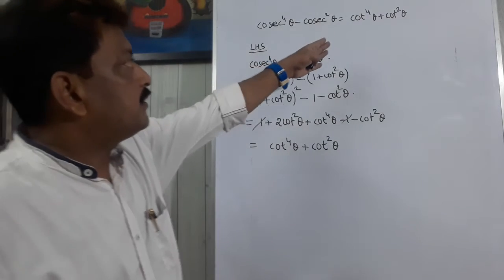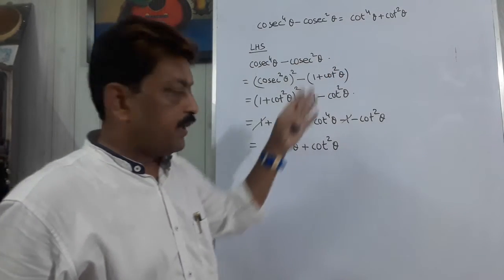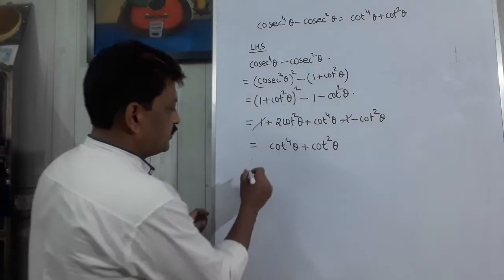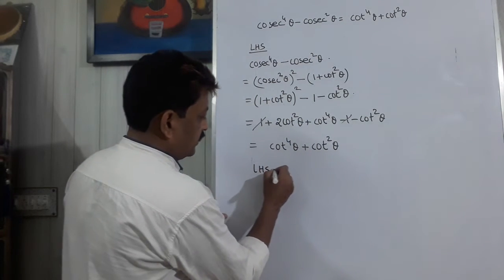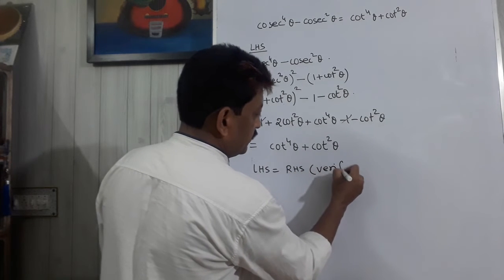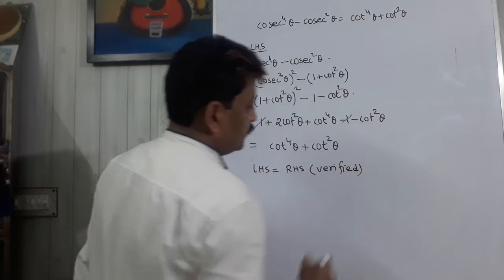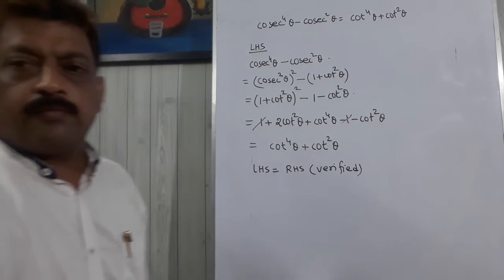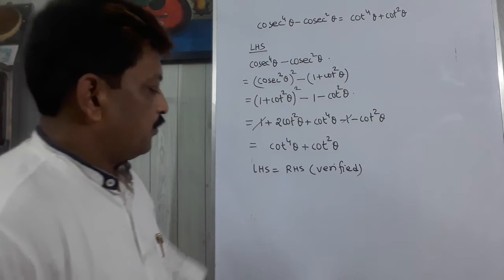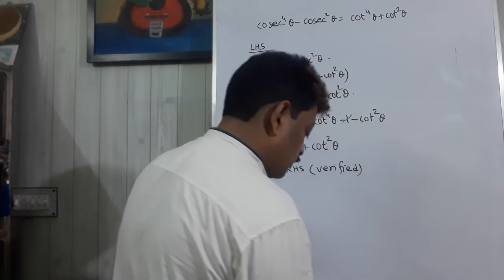See, the right hand side is also the same. Therefore we can say that left hand side equals right hand side, verified. Understood? It was a bit easier in comparison to the previous sums. Okay, let us solve one more problem.